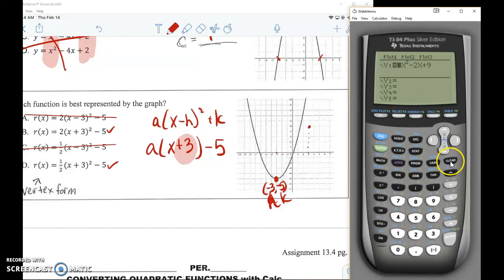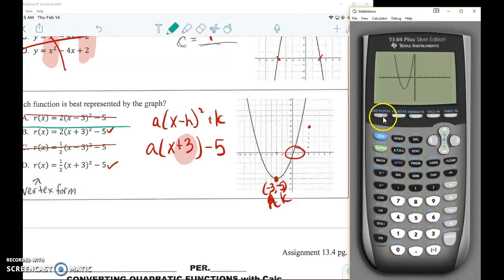Okay, to graph these, I'm going to type in the first one, 2 (x plus 3) squared minus 5. Okay, this looks kind of similar to the graph I have on my paper, except that notice here, this x-intercept is positive. On my calculator, that x-intercept is negative, so it can't be option B.